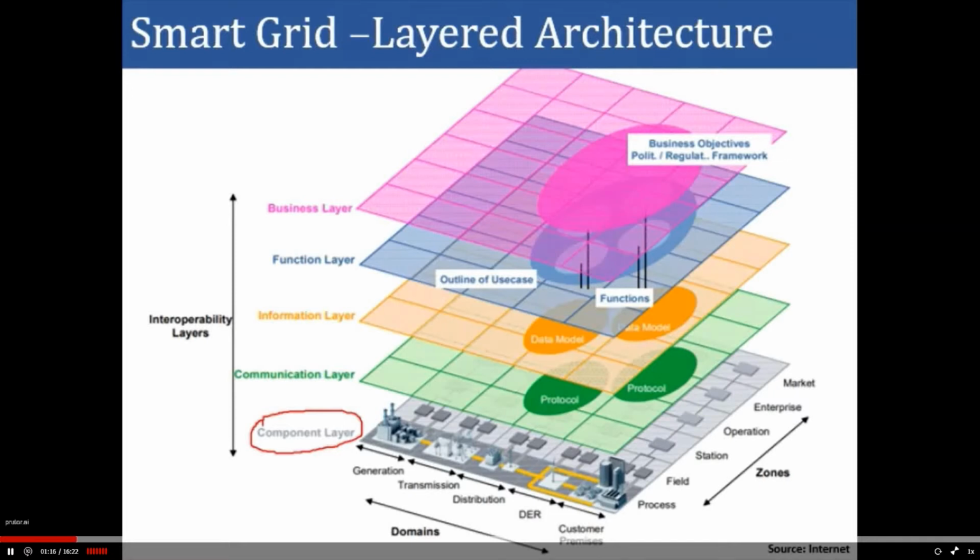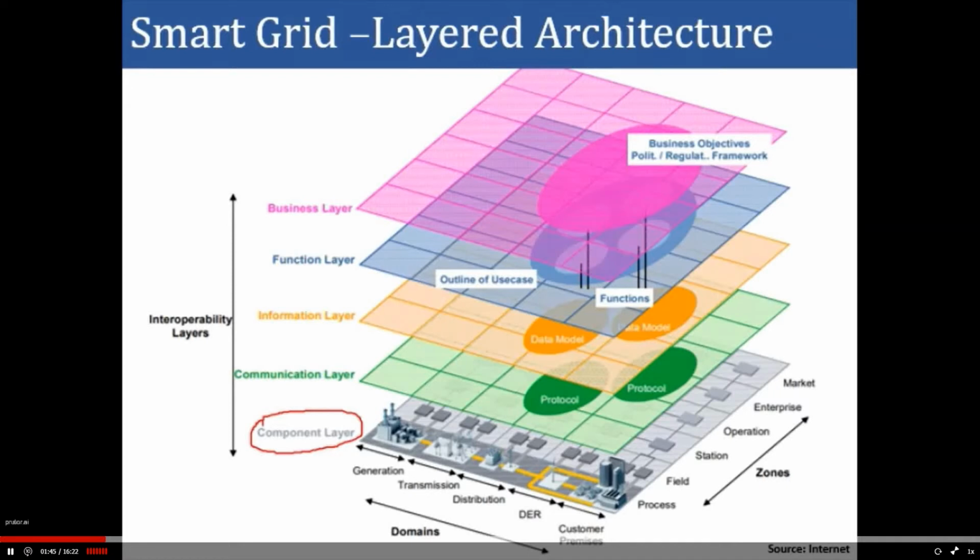There are various zones in which you will see the interaction of these components, starting from process, which are within the device level activities, then the field where the devices are connected, then the substations, operations, and the enterprise, that is the company level activities, and then finally the market level activities.